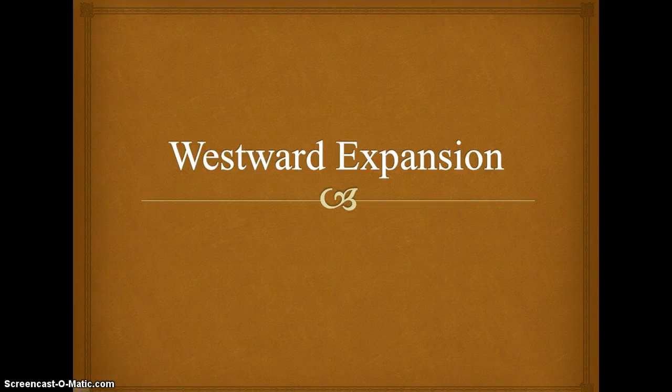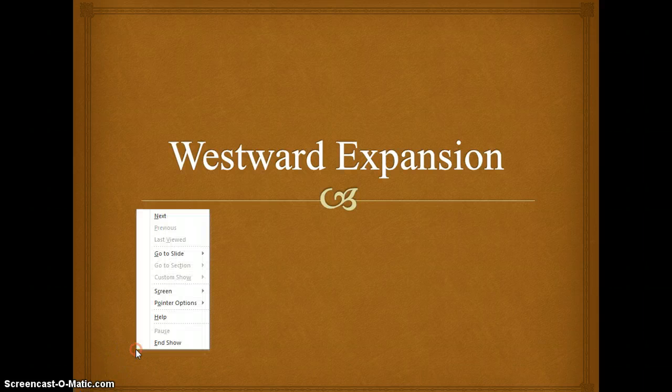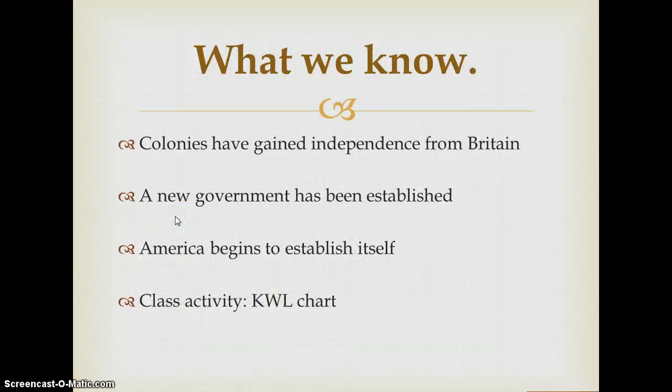Our topic today is westward expansion. Before we begin any new information, I want to discuss what we already know. We know that in winning the Revolution, the colonies have gained independence from Britain. Through the meetings of the Constitutional Convention, America's government is established. From here, America begins to build itself as a nation.